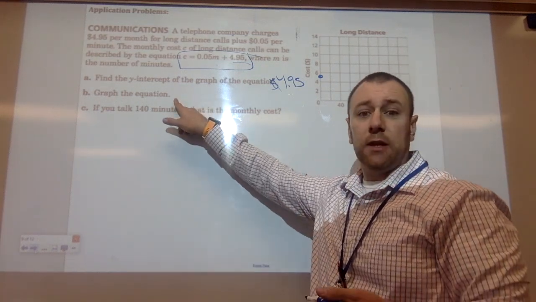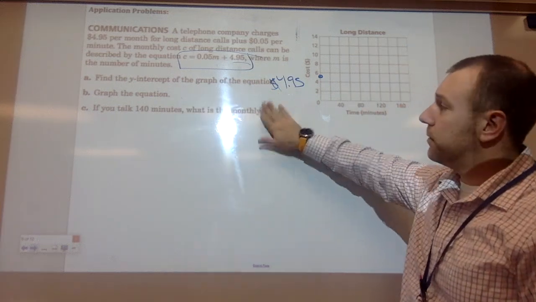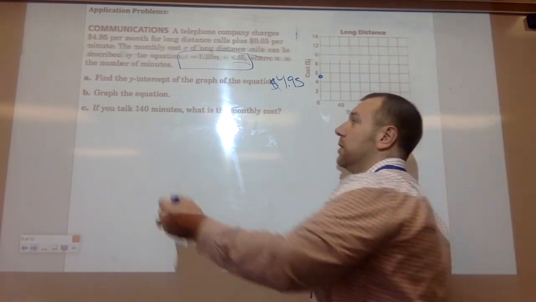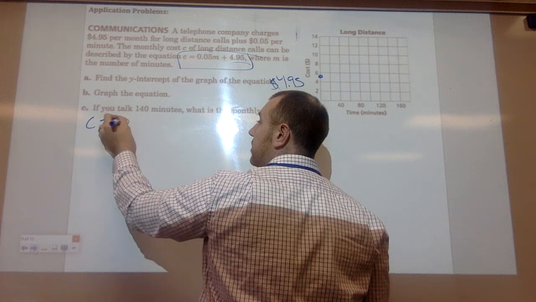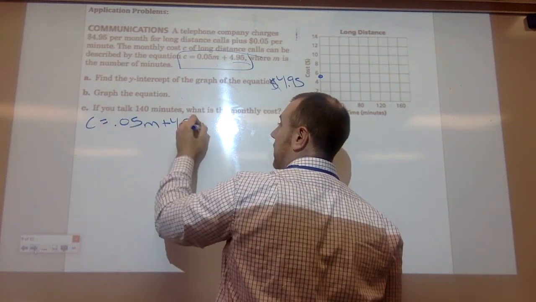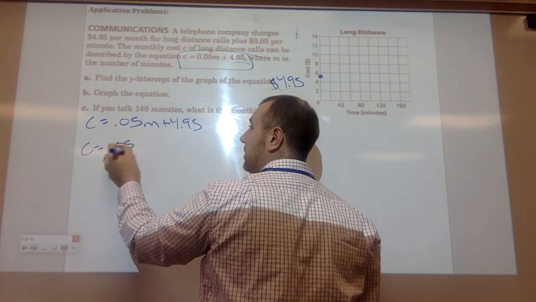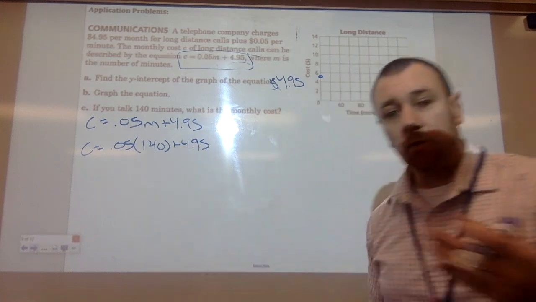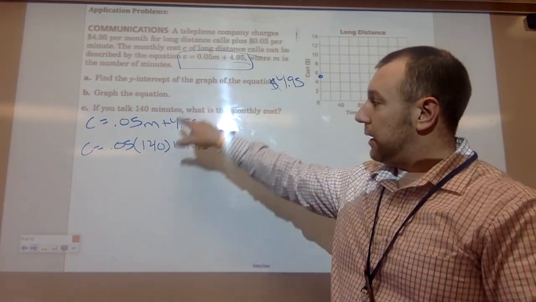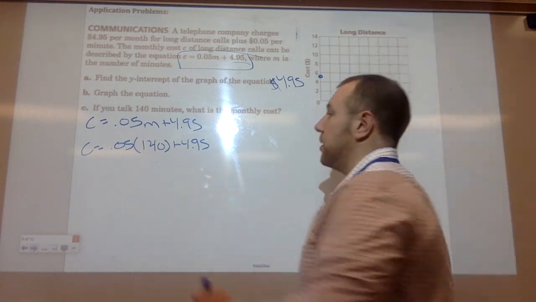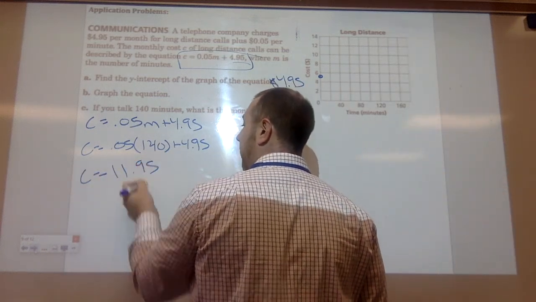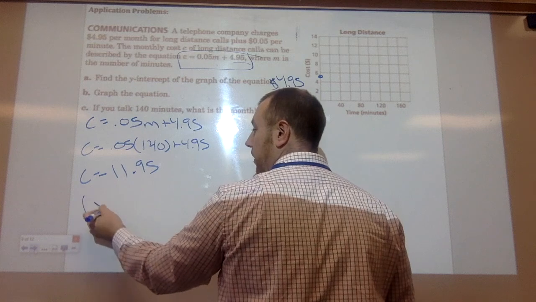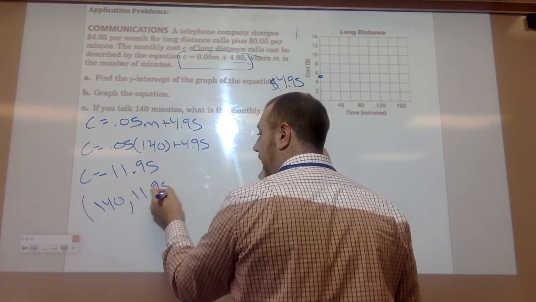I'm going to skip graphing the equation right now, and I'm going to go into: if you talk 140 minutes, what is your monthly cost? All you're going to do is, if you have this equation, take this and plug it in for the amount of minutes. The reason why I skipped B is that when you calculate this out, you're going to get my cost is $11.95. That represents a point. It represents the point 140, comma 11.95.